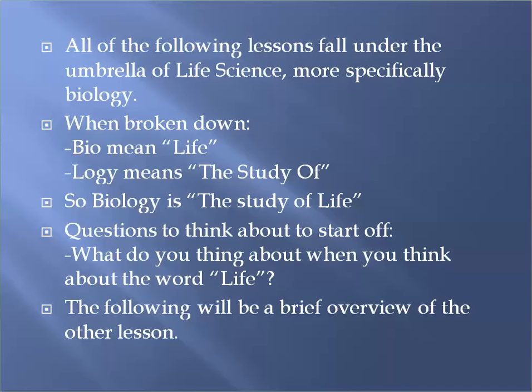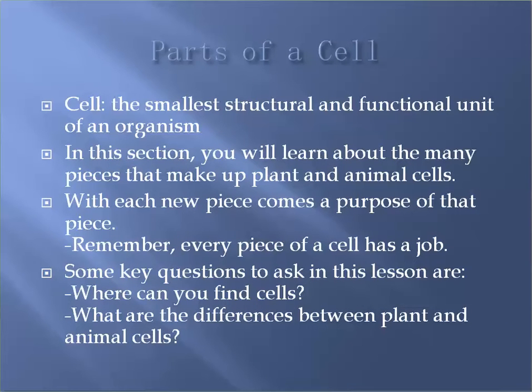So, we're going to start off by going down to parts of the cell. Cell: the smallest structural functional unit of an organism, meaning everything that makes up you, your skin, your organs, your tissue, is made up of cells. In this section you are going to be learning about both animal and plant cells and what makes them unique and what makes them similar to one another.